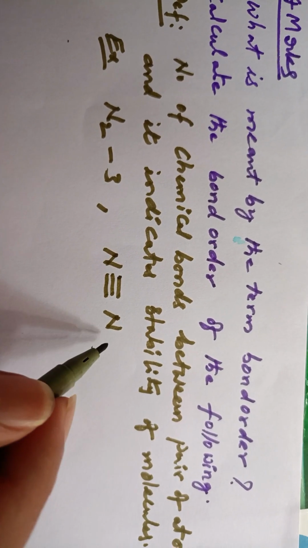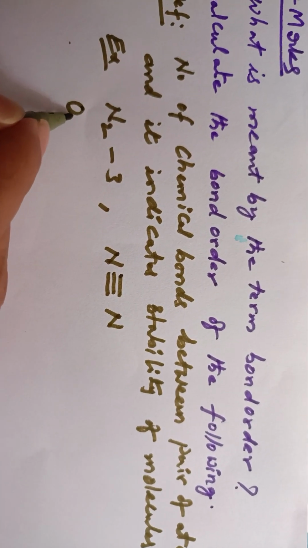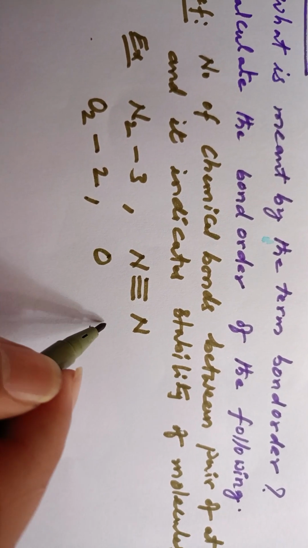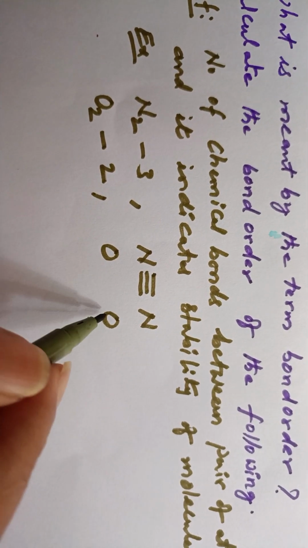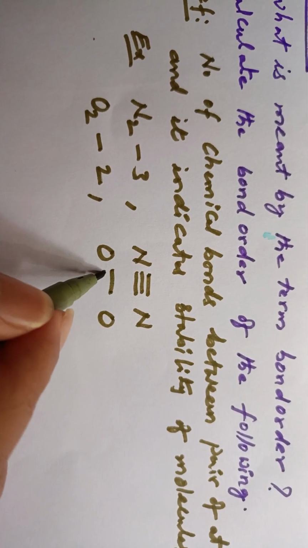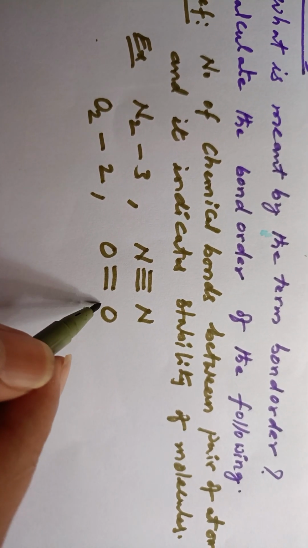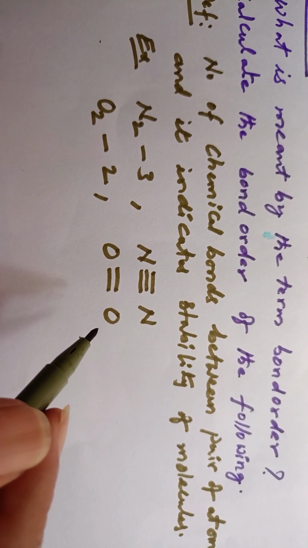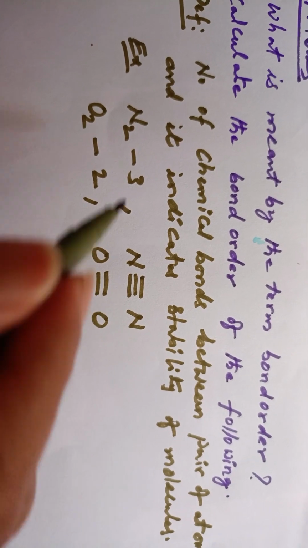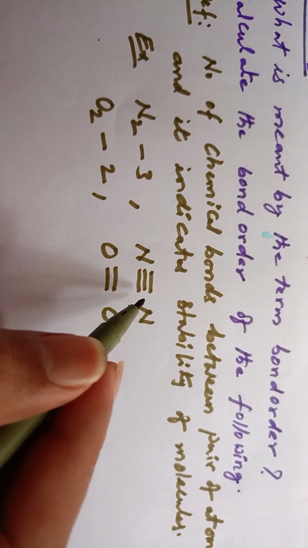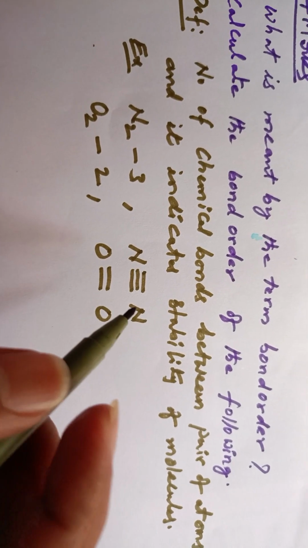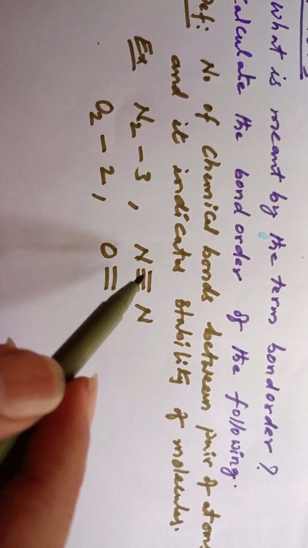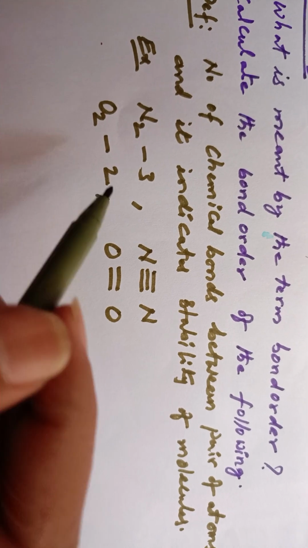Okay. And if you take another example, oxygen O2, bond order 2. That means the bonds between two oxygen atoms are 1, 2. Two bonds between these two atoms in oxygen molecule, that is the bond order. Nitrogen has 3 bonds, oxygen has 2 bonds. If bond order is more, stability is more. Bond order is less, stability is less.